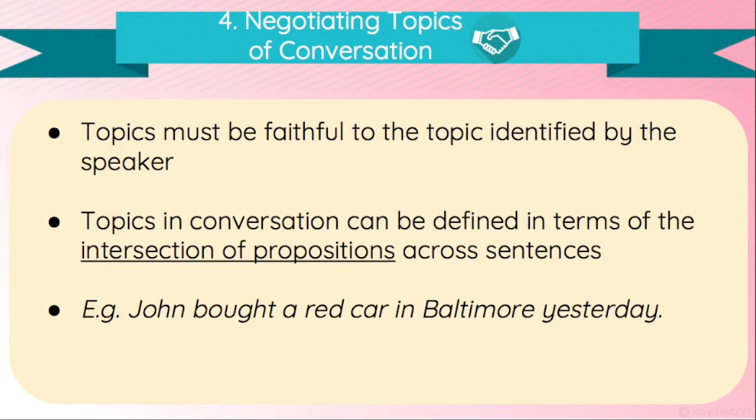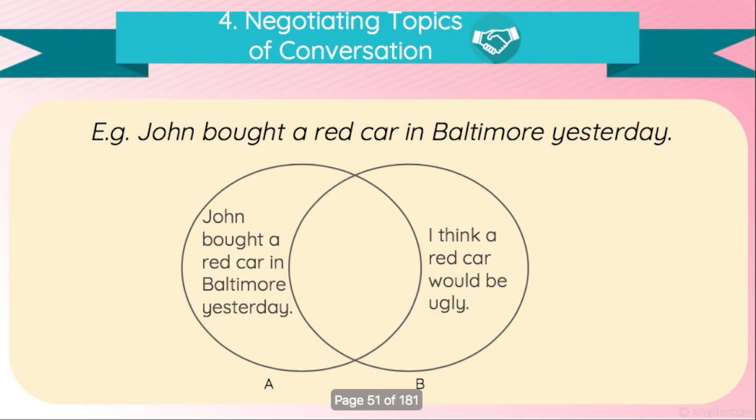So let's have this example. John bought a red car in Baltimore yesterday. So for instance, that's what speaker A says. And speaker B says, I think a red car would be ugly. So what do you think is the intersection of the propositions of these two statements by speaker A and B?